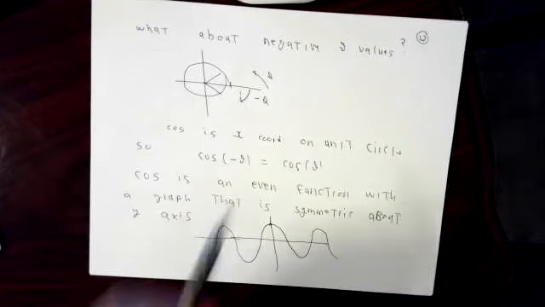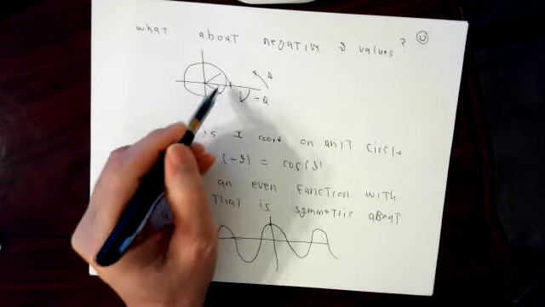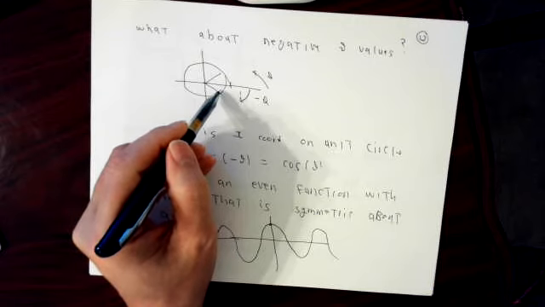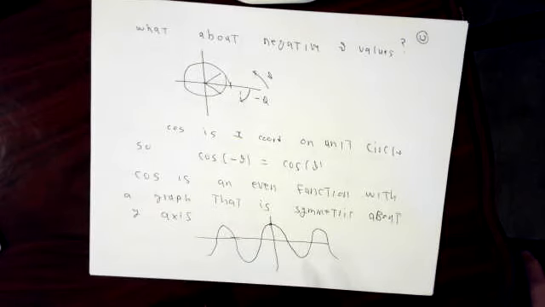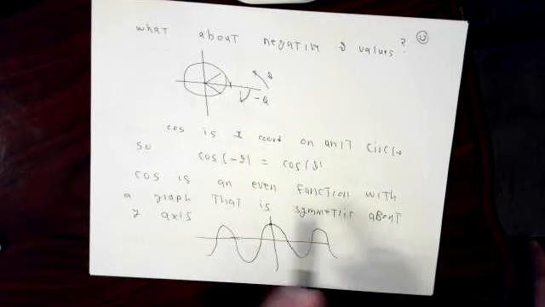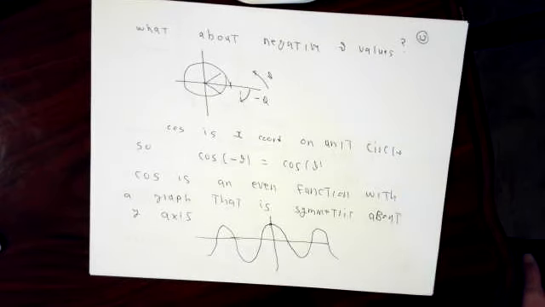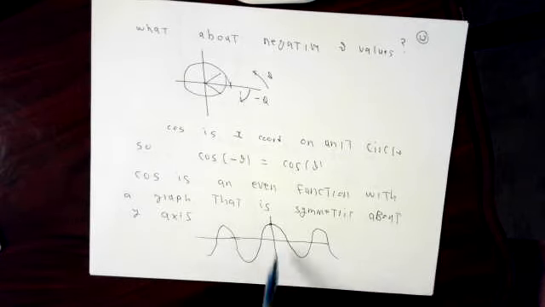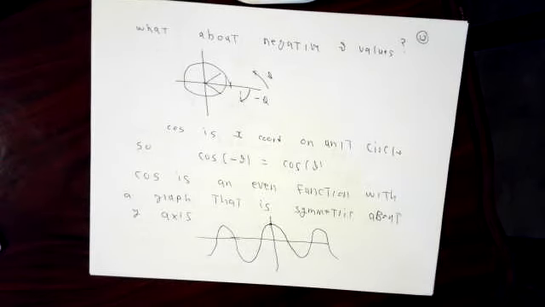So cosine of theta and cosine of negative theta, those are those x coordinates that are equal to each other. Those are the same. The cosine is an even function, and that means that its graph is going to be symmetric about the y-axis. What that tells me is if I alter my window so I've got some negative x's, I'm going to see a mirror image across the y-axis of what you already have.